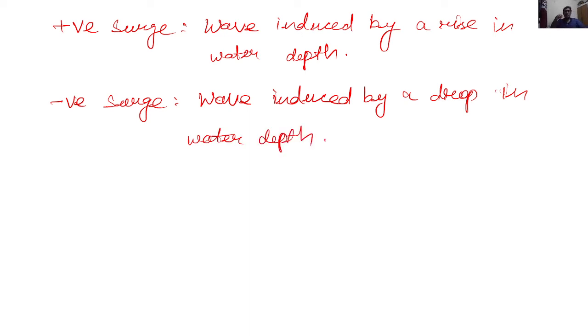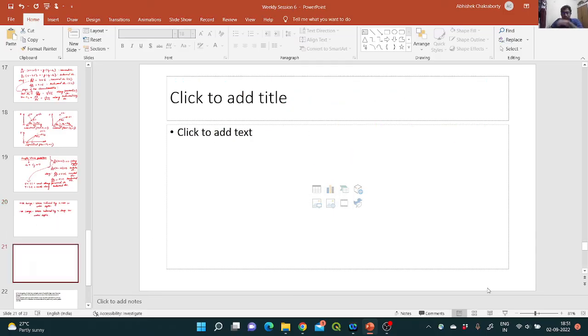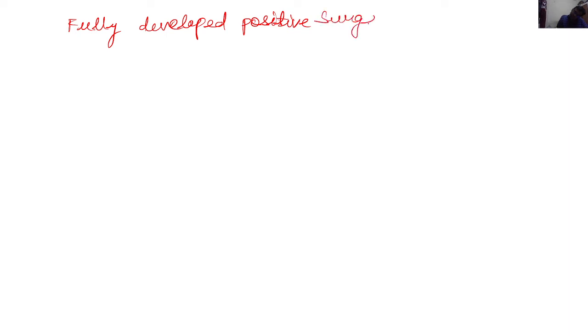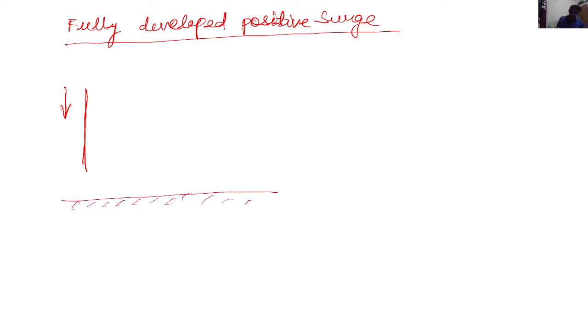I will take a case of a positive surge to explain how we arrive at the final formulations. So for making the figures, I will take another slide. Let us suppose we are taking a case of a fully developed positive surge. Let us suppose there was a gate. We just drop the gate suddenly. So an unsteady flow condition will start. So this will result in a positive surge like this.